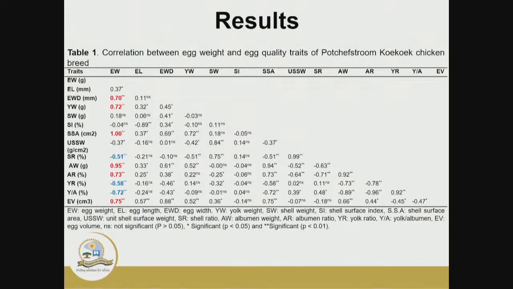And the traits which are highlighted in blue there are showing the findings of the traits which had a negatively high statistically significant association with egg weight. And such traits, when you're improving them, you are decreasing the egg weight, and that is not wanted.